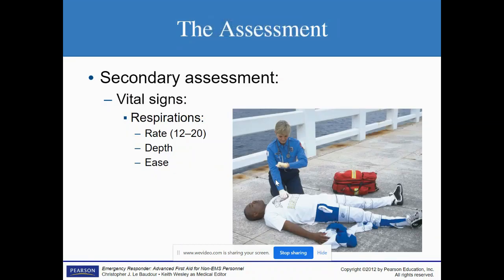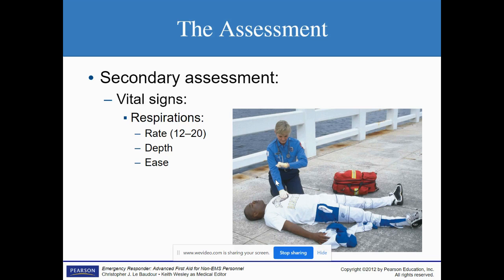So when you're assessing the respirations of a person, you'll determine the rate, depth, and ease of breathing. The normal respiratory rate is between 10 to 16 breaths per minute. To assess this, you will count the number of respirations in 15 seconds and then multiply by 4 to get an idea of how many respirations you're getting per minute.